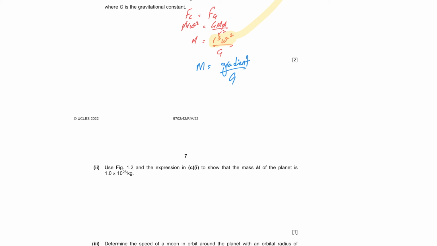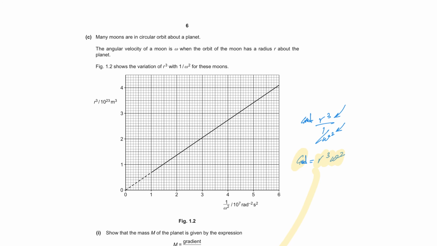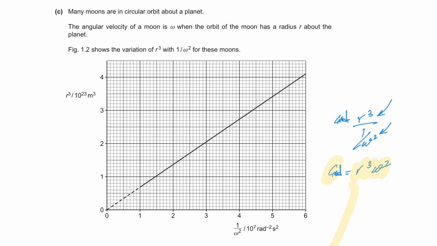Use figure 1.2 and an expression in C1 to show that the mass m of the planet is 1 into 10 raised to the power 26 kilograms. So we have the equation M is equal to gradient upon G. What we need to do is find out the gradient. What is the gradient of the graph? The gradient of the graph, let's do this here separately. The gradient of the graph is change in y over change in x.